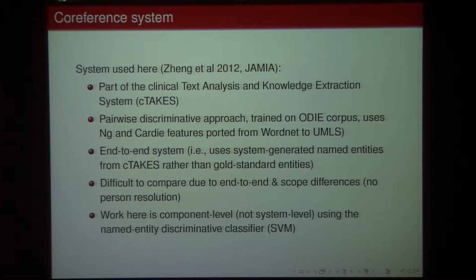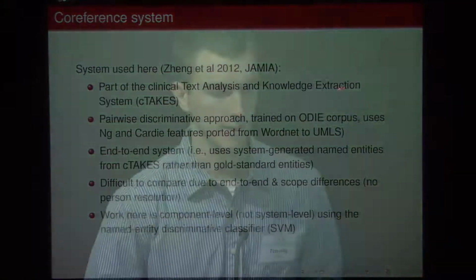The system that we use was from a JAMIA article published earlier this year, and it's a module in cTAKES, which probably most of you are familiar with, the Clinical Text Analysis and Knowledge Extraction System. As I mentioned, it uses the pairwise discriminative approach. It's trained on the ODIE corpus, and it uses a lot of the same features as this Ng and Cardie paper, except where they use WordNet features, we implement them as UMLS features. So if they're synonyms in WordNet, we look for whether they have the same CUI in UMLS. And this is an end-to-end, fully implemented system. This isn't just a test system.